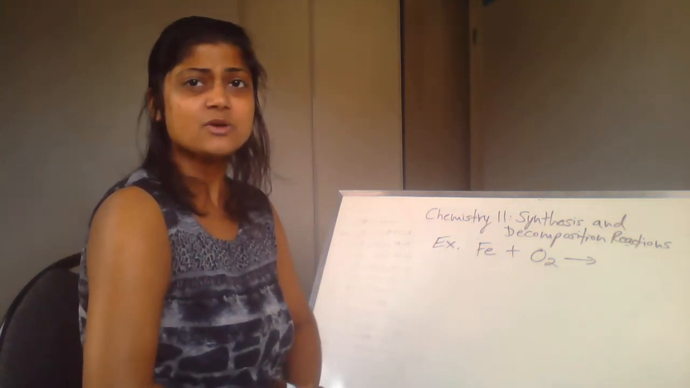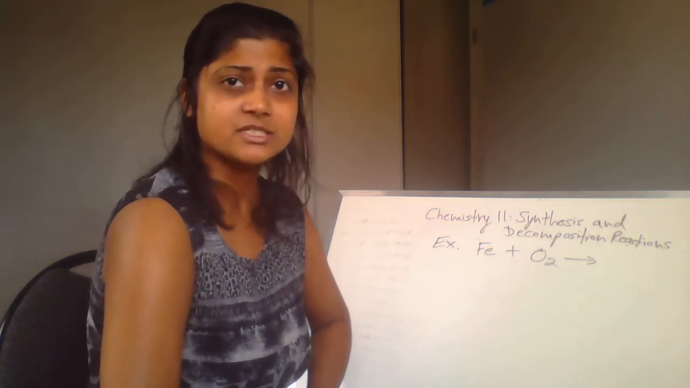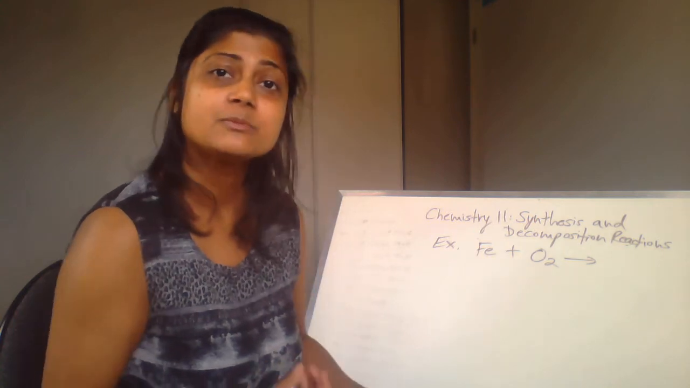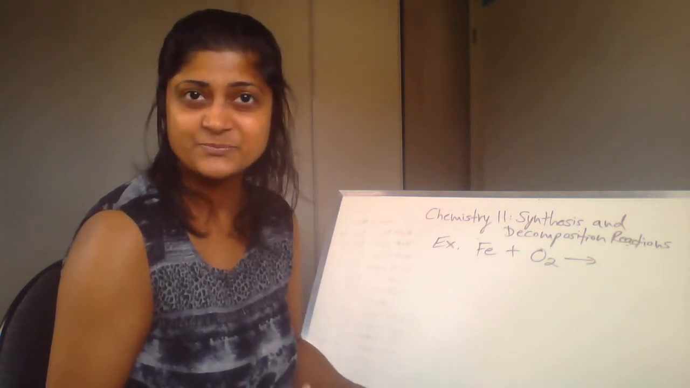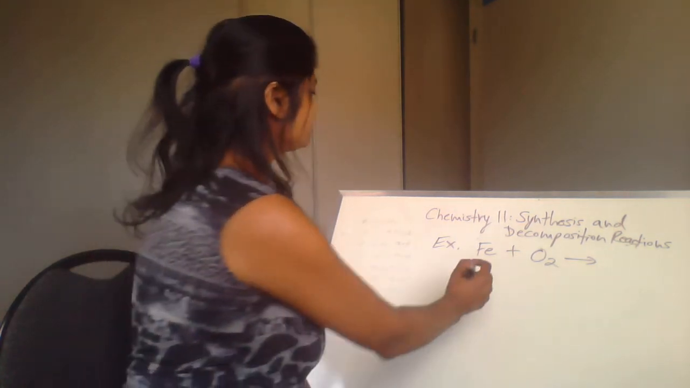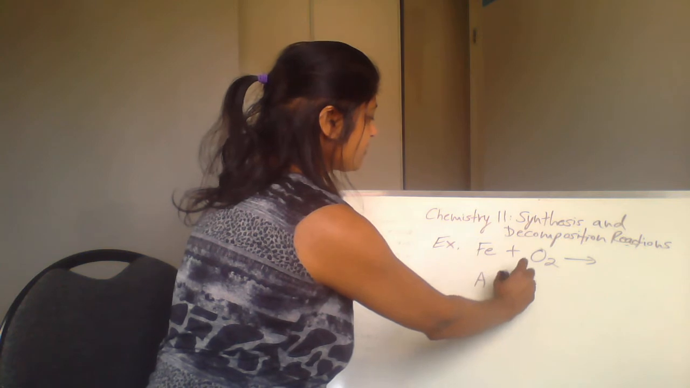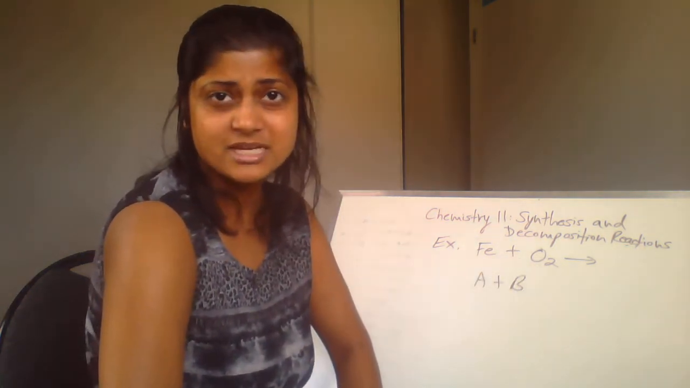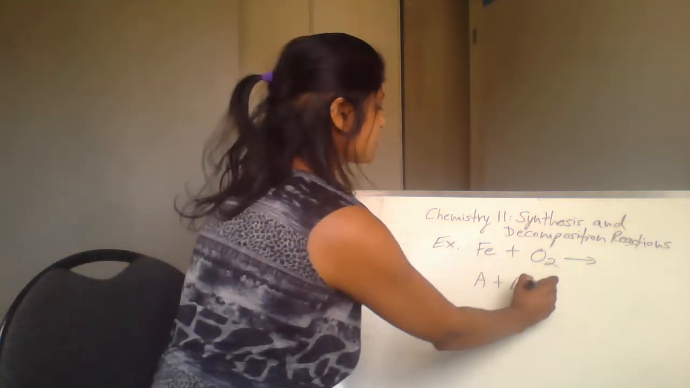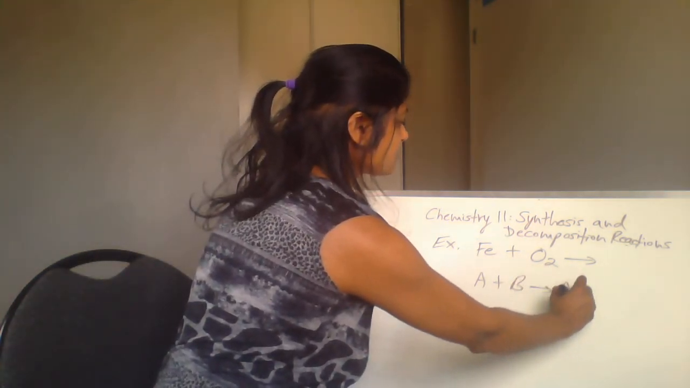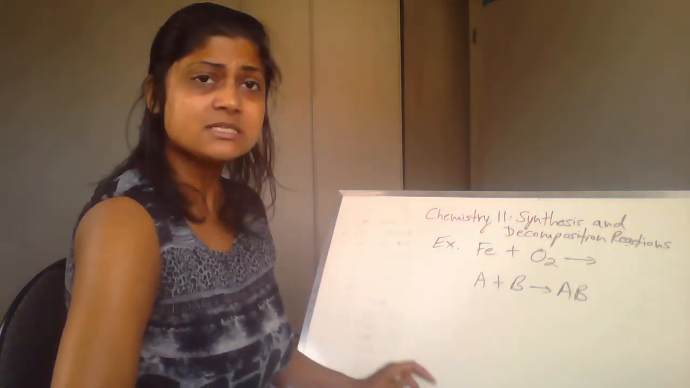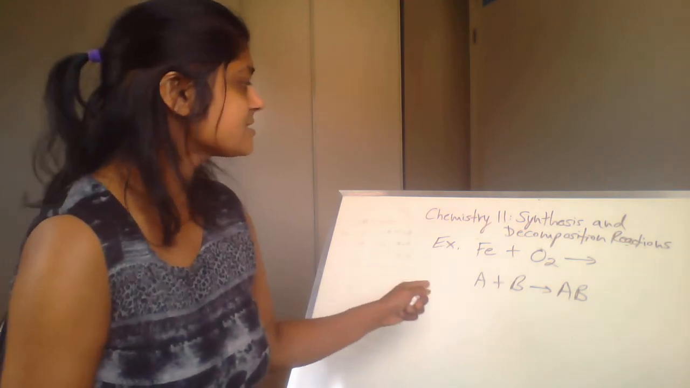I have iron plus oxygen. Usually the teacher will write the equations like this, and you should be able to predict what the products are going to be. I'm going to write the general form of the synthesis reaction. Some students prefer to look at these letters, and it's easier for them to understand how to form the product. So it's going to be A plus B, forming AB. Just like that.